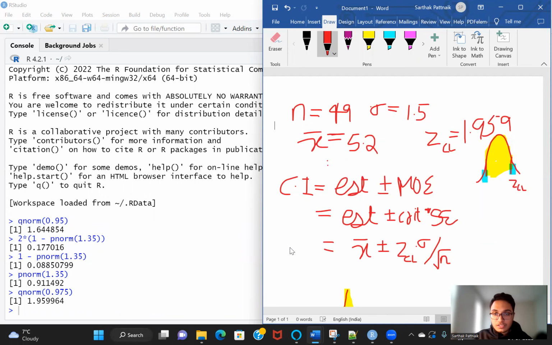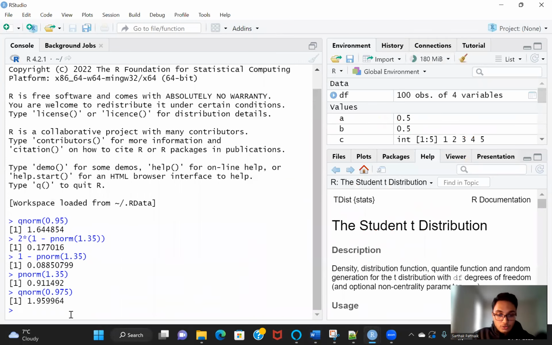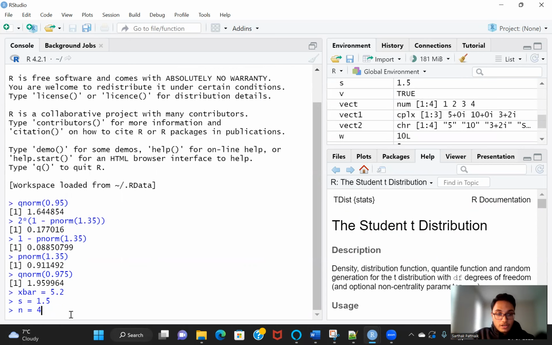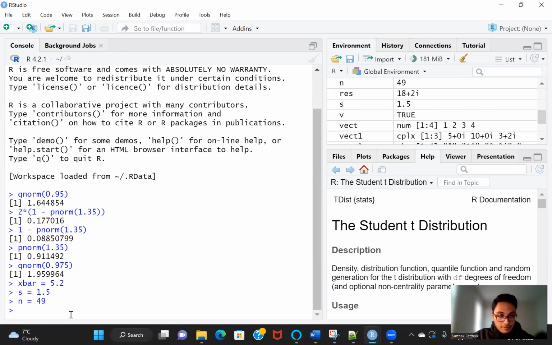Now you put all of these values in this particular equation to calculate the lower bound and the upper bound. So I have my X bar, or my sample mean, as 5.2. I have S as 1.5. I have N as 49. I need to calculate the lower bound: X bar minus qnorm of 0.975 into S divided by square root of N.